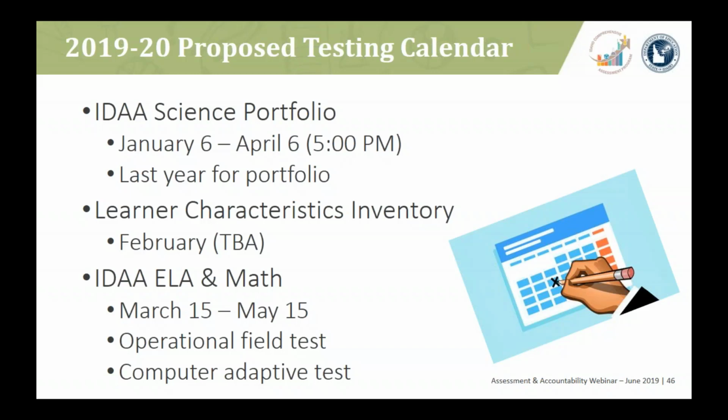I should have put on here grades 3 through 8 and 10, just like all the other grades, except for science, which will stay grade 10 for the portfolio, which is different from kids who are taking the ISAT science. They'll do that as 11th graders.